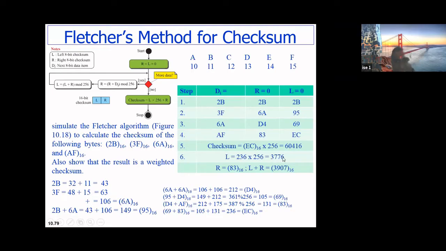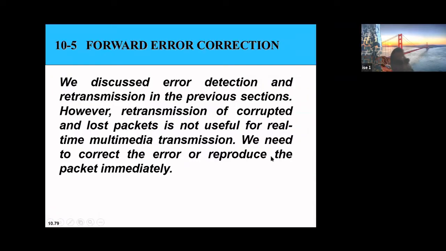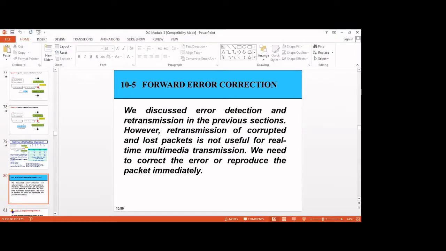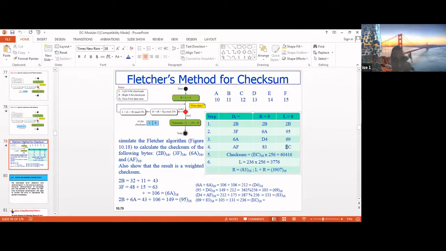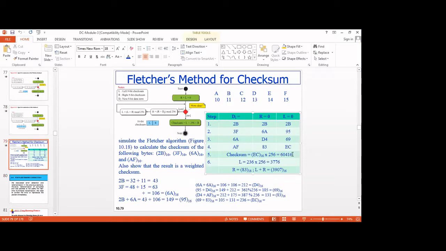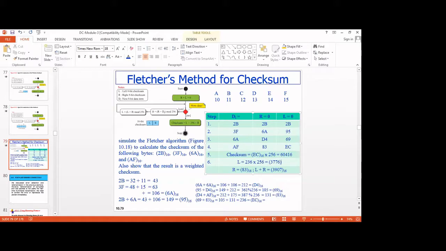I think we have erred here. First we divided and then added, sir. No, this is correct. See, we have taken EC into 256. EC was how much? 236 into 256 is 60,416. And this was converted into base 16. Yes, R need to be added, no, sir? But for the checksum, R needs to be added. L into 256 plus R.